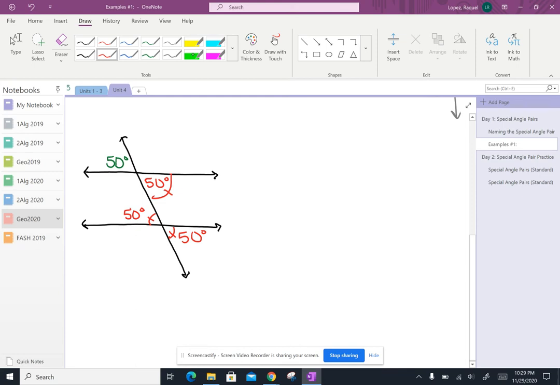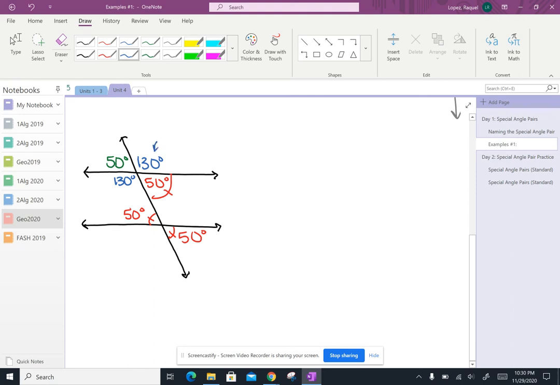If I was trying to find this angle right here, I could do it a couple different ways. One way I could do it is by recognizing that these two angles are supplementary to each other. Another way that I could do it is by recognizing that these two angles are same side interior angles. If those are same side interior angles, then that means they're supplementary. And supplementary means that they have to add to 180 degrees, which means that angle is 130. That means this angle is also 130.